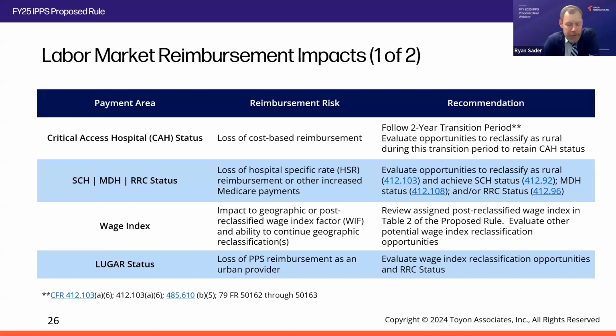Next one. Yeah, and similarly, the next couple sections here, sole communities, Medicare dependent, RRCs, if you're going from rural to urban and so forth, you could lose that status. So you want to evaluate that. Same kind of deal. You can reclassify as rural and re-achieve, so to speak, that sole community status. So you want to pay attention to that. Wage index, there is a section, obviously, if you're changing CBSAs, there's a section in the Rule that speaks to those, and I think, like we've talked about in the addendum, we flagged those, and then we mentioned the Lugar status as well.